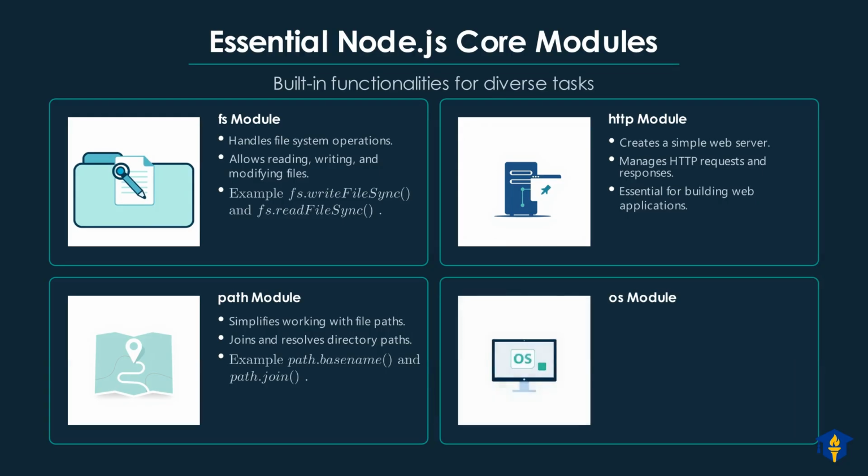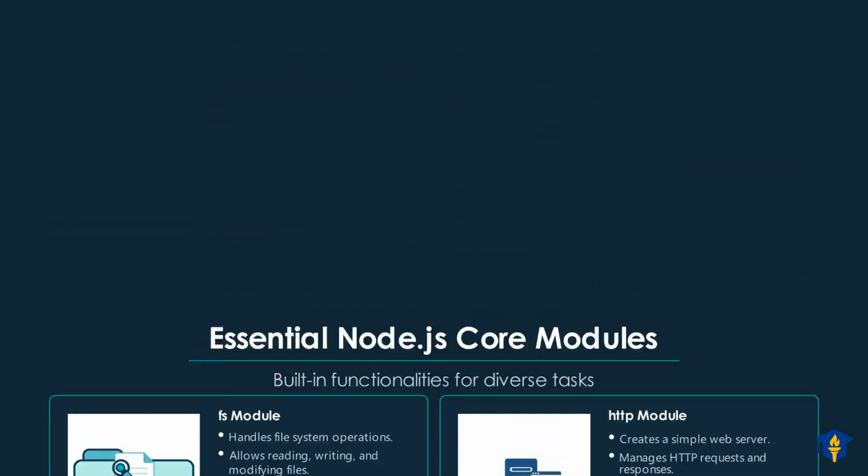The OS module provides useful methods for interacting with the operating system itself. It provides various details about the operating system such as its type, architecture, and uptime. You can retrieve platform information like Win32 or Linux and also details about available memory. For instance, os.platform gets the operating system and os.freemem reports available system memory.